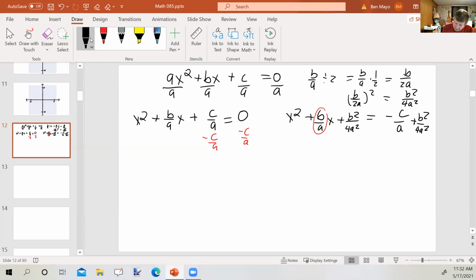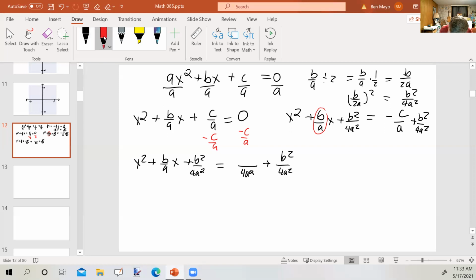Okay, so I'm going to add b squared over 4a squared to both sides of the equation. Now, on the left side, I've got x squared plus b over a x plus b squared over 4a squared equals, on the right side, I'm going to take these two terms, well, we'll just leave them as they are right now. To add them, I need a common denominator, which would be 4a squared. So what I'm going to do is take that first term right here and multiply it by 4a over 4a. So my new numerator becomes minus 4ac.